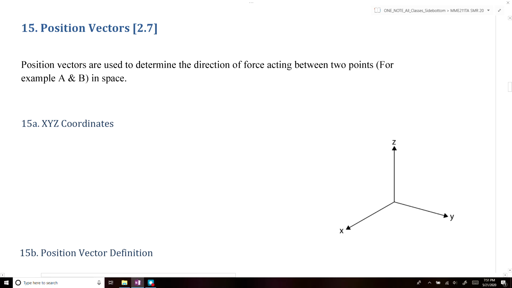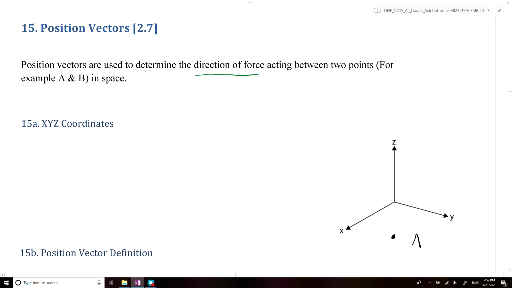So in this video, we're going to define what a position vector is. We'll use a position vector in this class to determine the direction of a force acting between 2 points, for example, points A and B. So if we have 2 points in space, we have our x, y, z coordinate system over here.